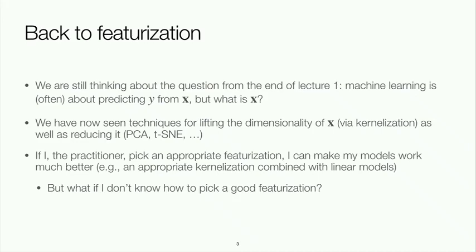So one of the key concerns that we're left with here is, what if I don't know how to pick a good featurization? I've only talked about a few different possible options, right? A few kernels that I might be able to use, PCA, which is one single linear dimensionality reduction trick. There's not actually a whole lot in this toolkit, at least that we have yet, that I might be able to choose from in order to pick good features.